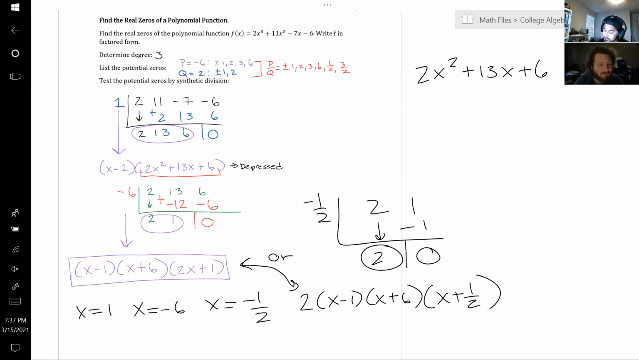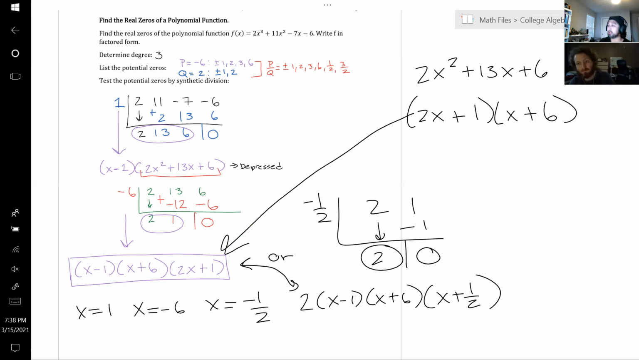So here you have plus plus. So this means you'd have 2x plus a number and x plus a number. And what are the factors of 6 that could get me close to 13? 1 and 6. So I'd put a 1 here and a 6 there, and it'd be factored and we'd be done already. Fun, right?